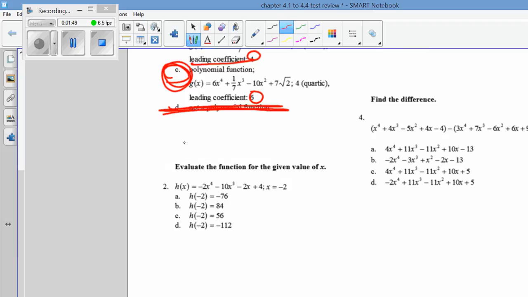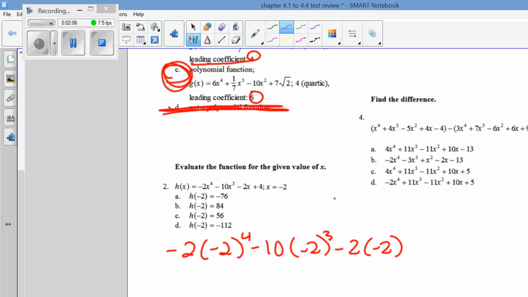Okay, down here it says evaluate the function for the given value of x. There's a couple ways we can do this. One thing you can do is just plug it straight into your calculator. But if you don't have a calculator, or you want to do it by hand, this is how we would do it by hand.